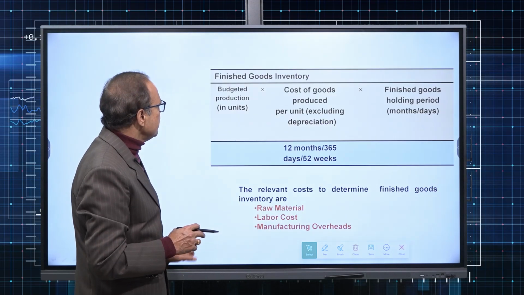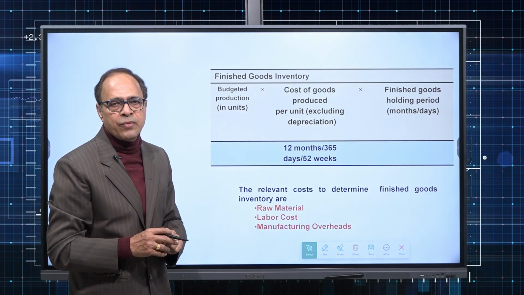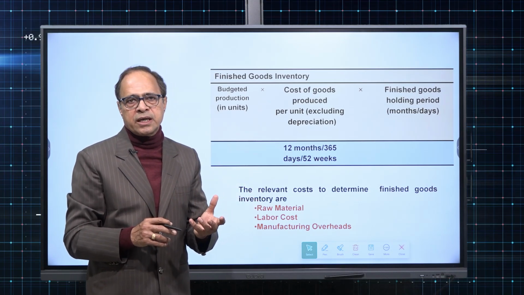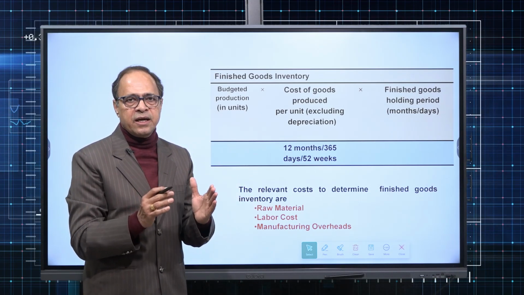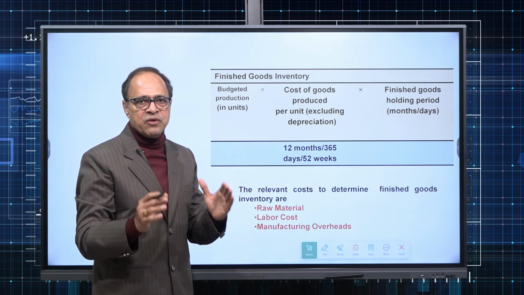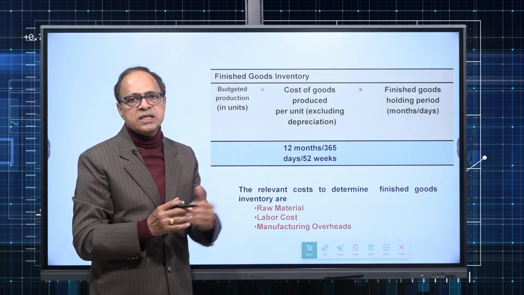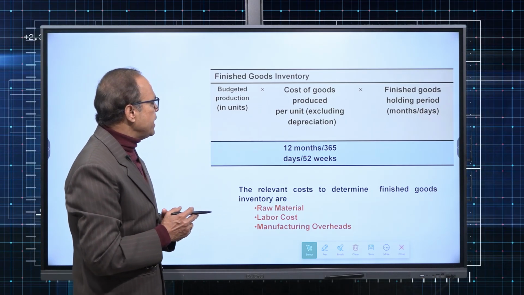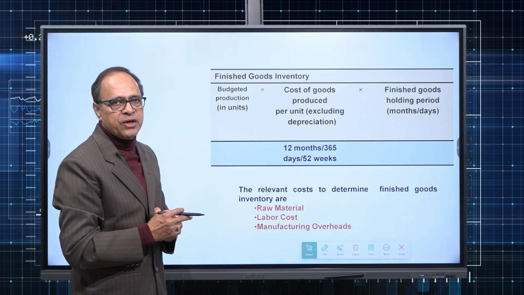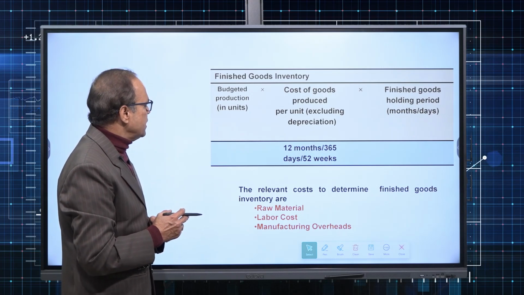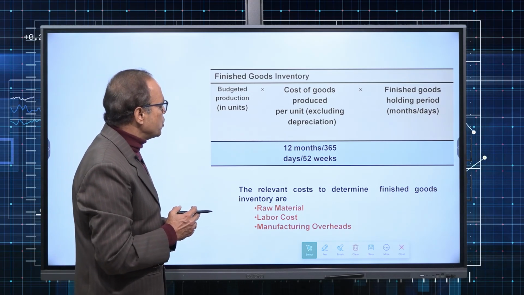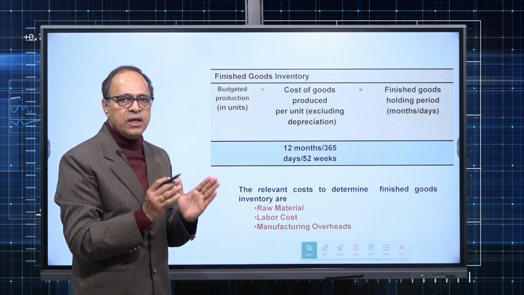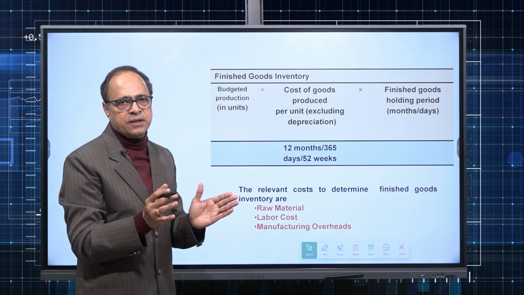We can proceed further. Finished goods inventory. Finished goods basically means the goods which are ready to be sold in the market. Once these are ready, from the warehouse or from the factory, these will reach the sales department or the display. Now, how do we estimate finished goods inventory? It will be budgeted production in units, times cost of produced unit per unit, excluding depreciation. So at every level, we have to exclude the depreciation.